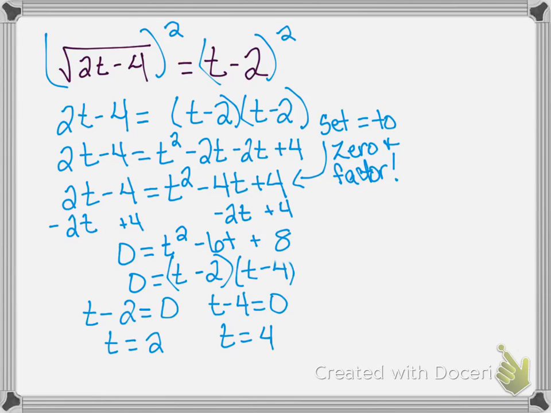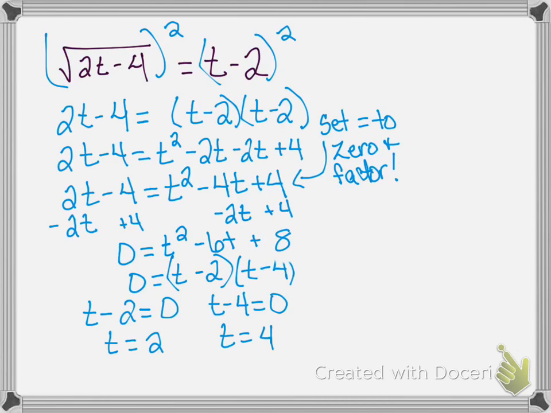Once we get to the 2t minus 4 equals t squared minus 4t plus 4, we've got to set it equal to 0 and factor. Anytime you've got something squared, we set it equal to 0. In 144, you'll set everything equal to 0. That's squared, to the third, to the fourth, that kind of thing. That's how you solve all of those higher powers.